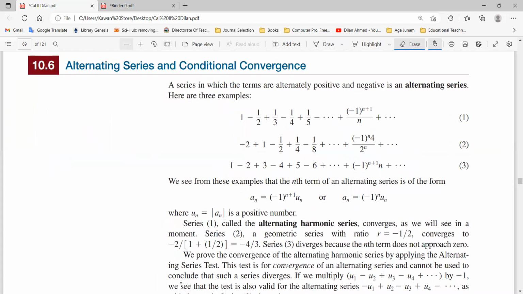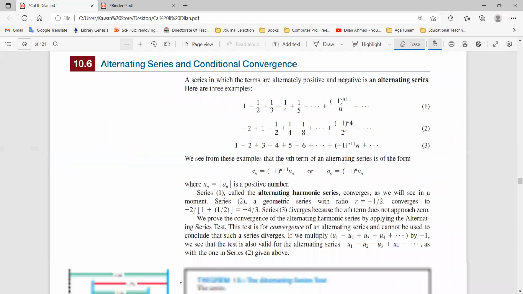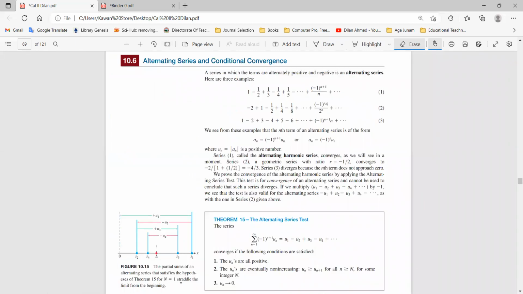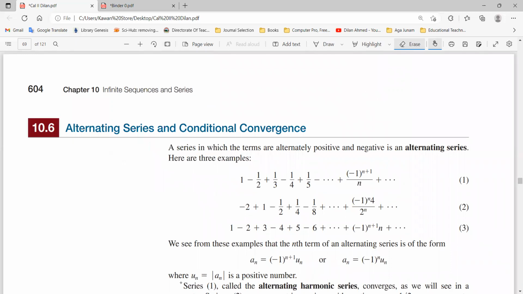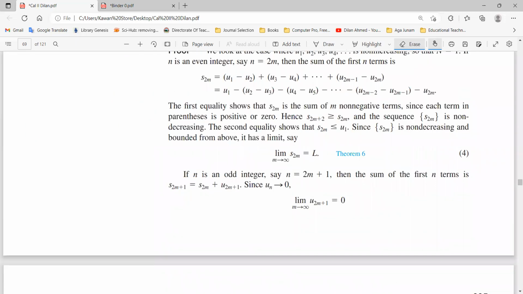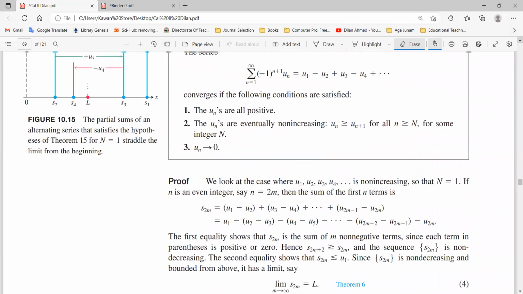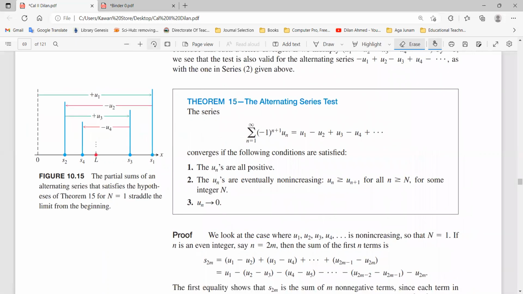Look at here. This is very important for you. It's the Alt test, the test used for the alternating series. Here we have three conditions: u_n all positive, non-increasing, and u_n approaches zero. You have three conditions. Later, I'm going to apply it over any example that you have, okay? Just remember that you have three conditions.